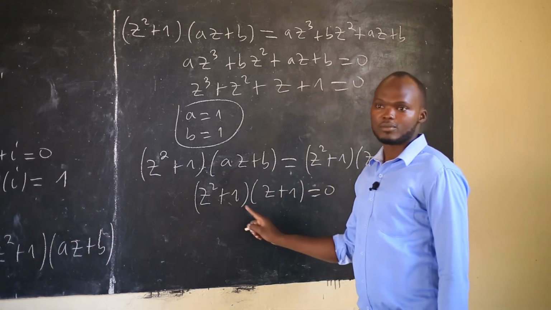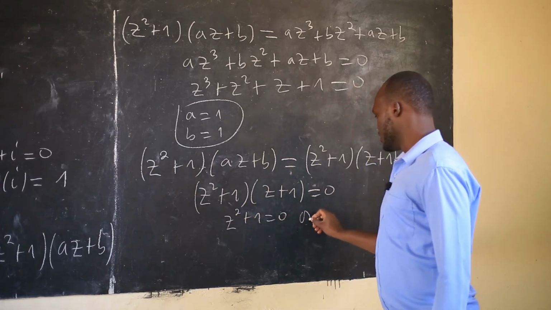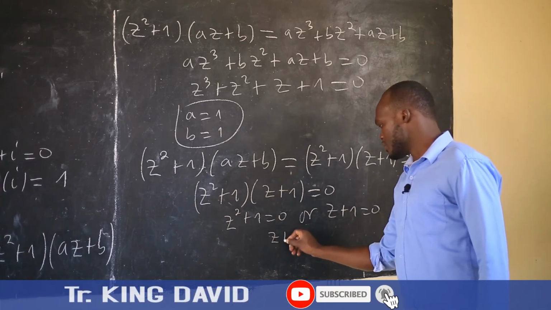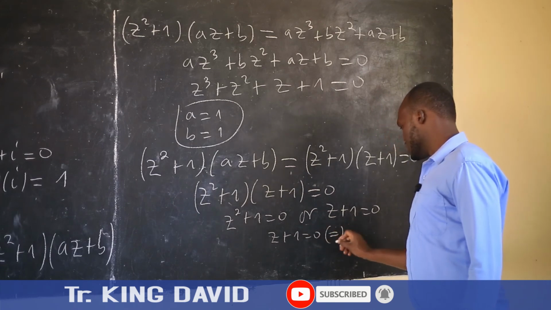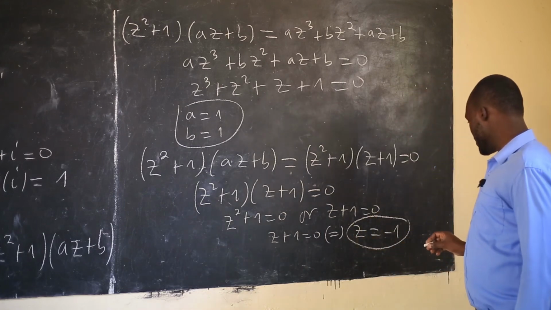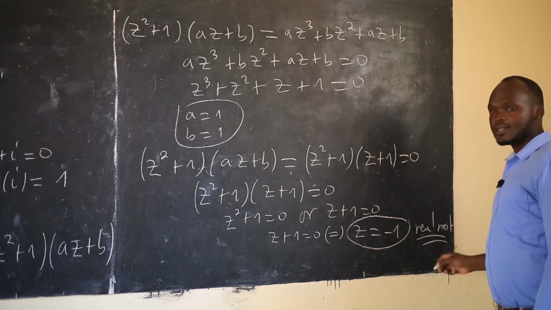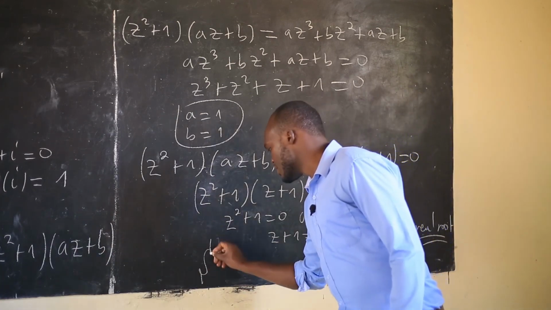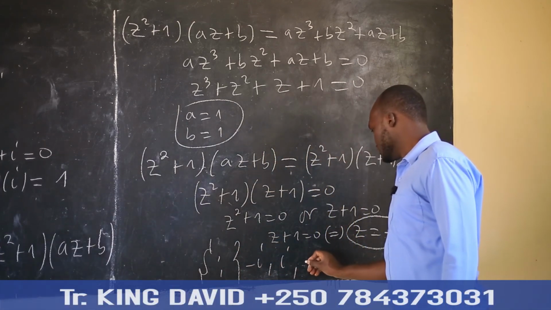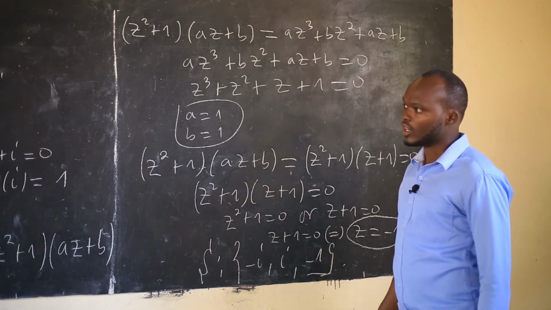So remember, when you have two factors whose product is 0, it means that z^2 + 1 = 0 or z + 1 = 0, which implies that z = -1. So this is the third root, which is a real root. So our set contains 3 roots, which are negative i and i, then negative 1. So that's the answer. I hope there is no question here. So let us go to number 29.